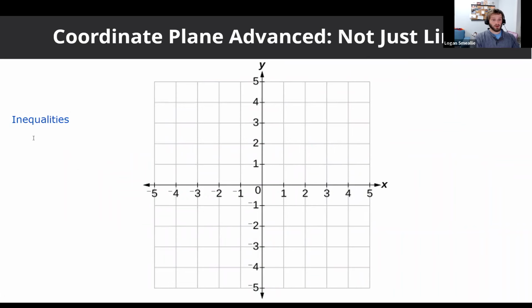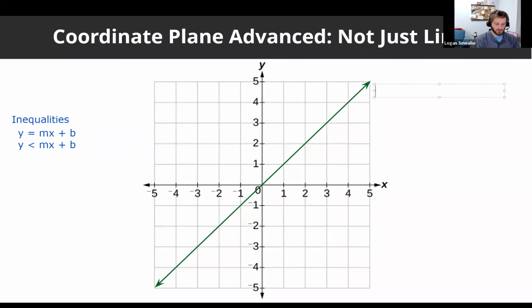Inequalities are in some ways the most straightforward of these. Imagine that instead of y equals mx plus b, it becomes y is less than mx plus b. Well, let's say this was our line here. As a matter of fact, this perfectly diagonal line with a slope of 1, you can see it going up 1 over 1, up 1 over 1, going through the origin. That line is in fact y equals x.